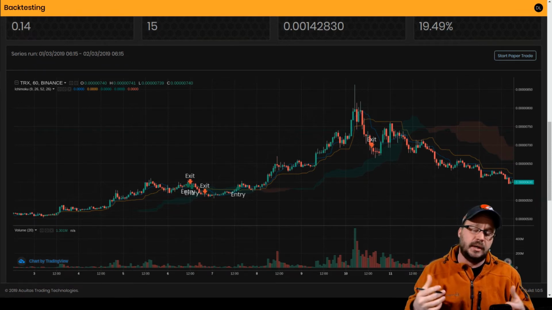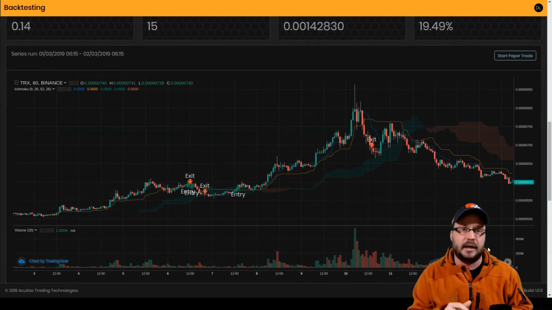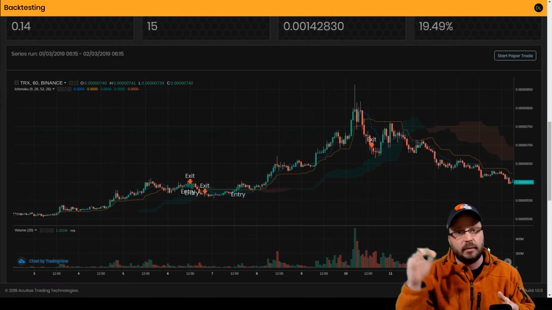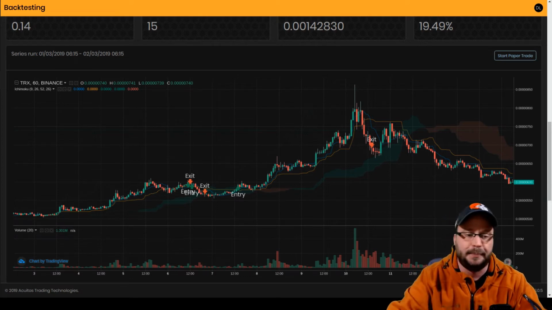It's also interesting to note that it depends on where that cross happens. So you can have a pure TK cross, or you can care about where it is in relation to the Kumo cloud, and that's the one we're going to talk about right now.